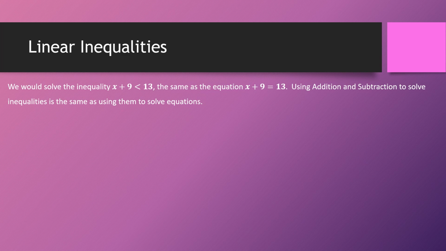Using addition and subtraction to solve inequalities is the same as using them to solve equations. So just pretend the inequality symbol is an equal sign, and it's business as usual. So the solution for the original inequality is x is less than 4. The sign doesn't change in this instance, but it does in other instances, and we'll get to those soon.